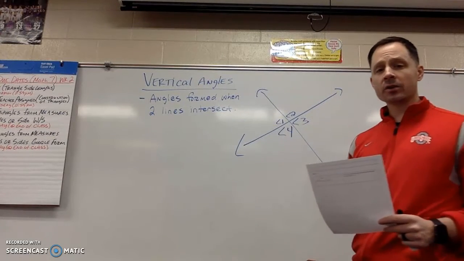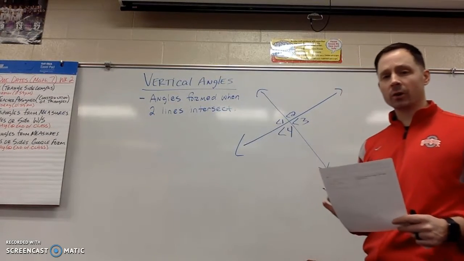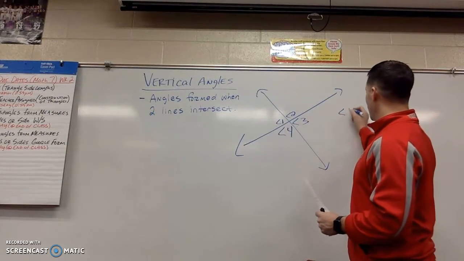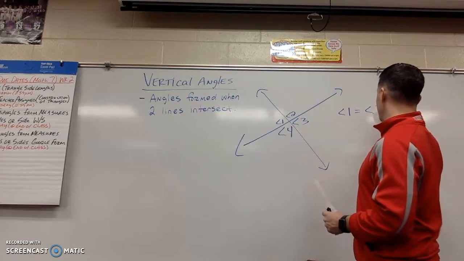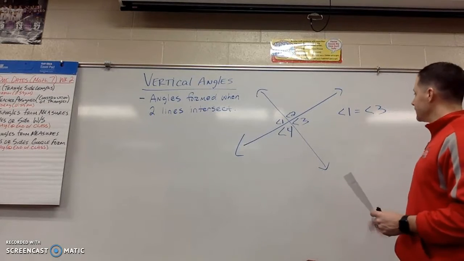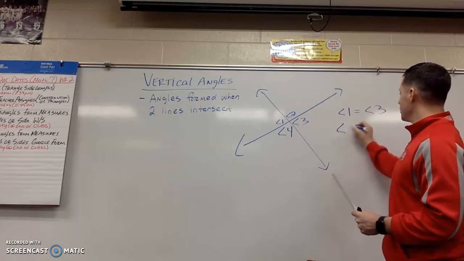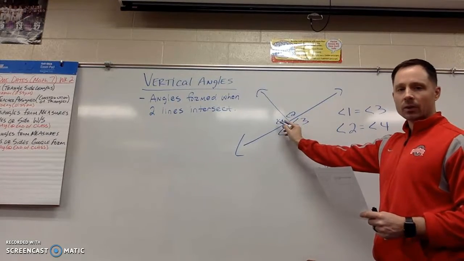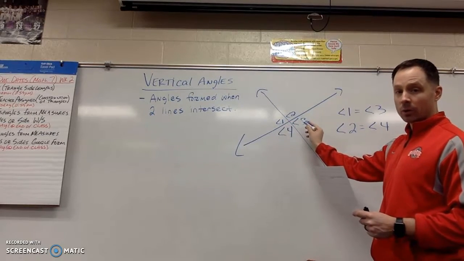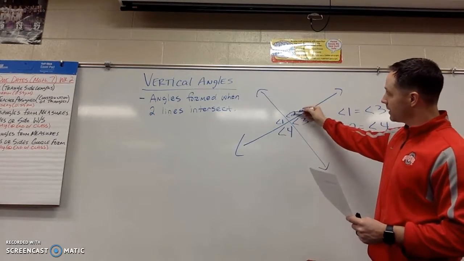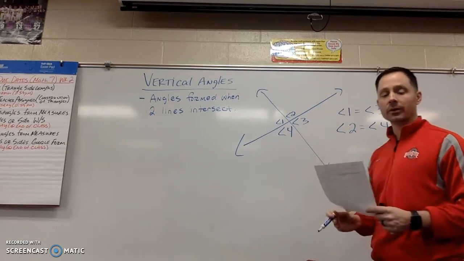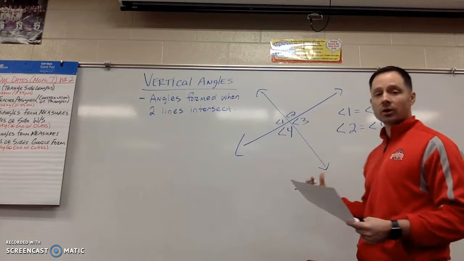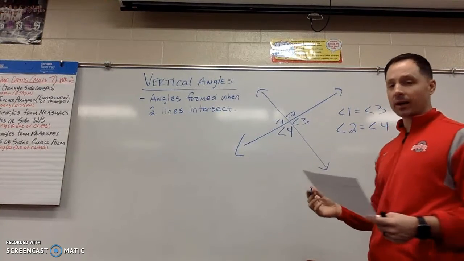Now, the angles that are directly across from each other are the vertical angles. So there's two pairs of these. So you have angle 1, which is equivalent to angle 3, and then you have angle 2, which is equivalent to angle 4. So this angle here and this angle here are equivalent to each other, and this angle here and this angle here are equivalent.